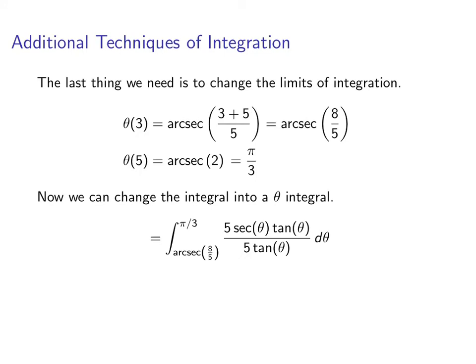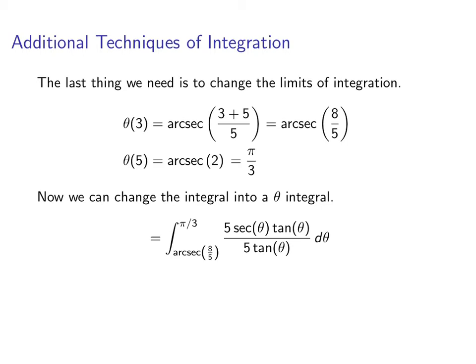All right, so we should get this. You go back and look at each piece that we have and how it got transformed, we should get something that looks like this. Arcsecant of 8/5 to pi over 3. We have 5 secant theta tangent theta over 5 tangent theta and then d theta. So each piece got transformed.